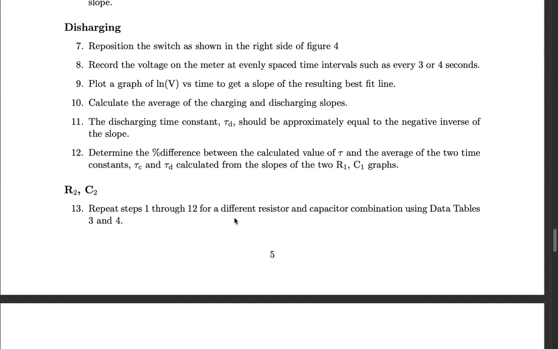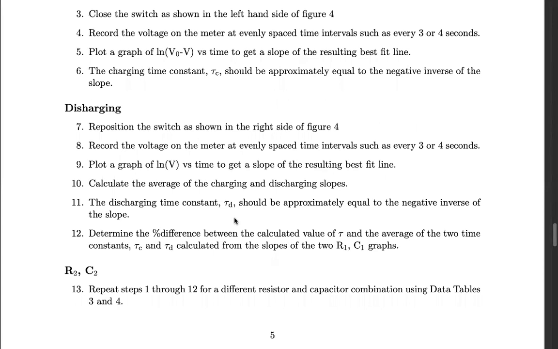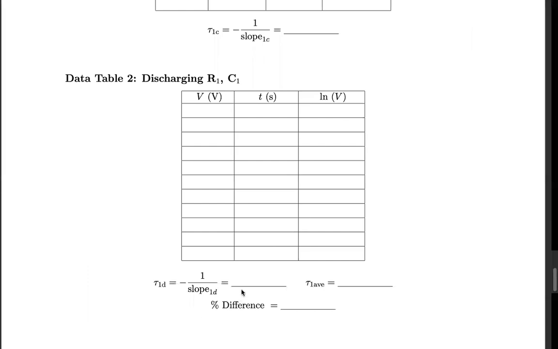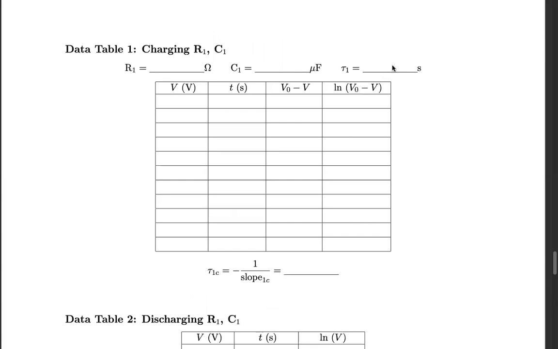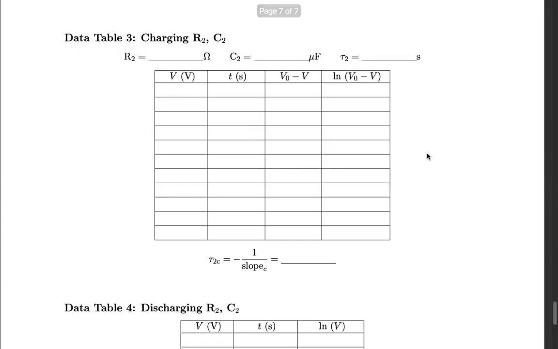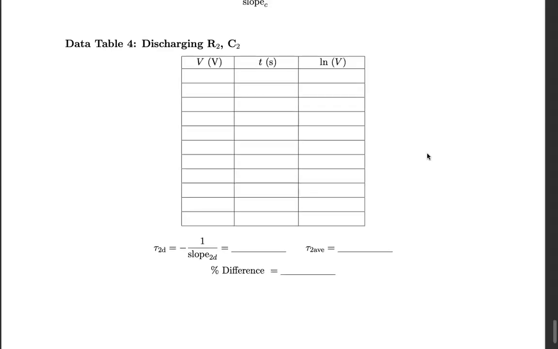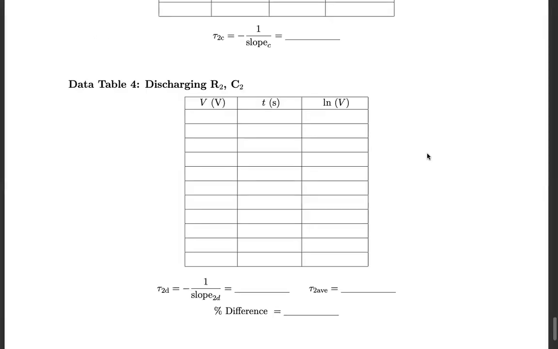And then you pick two different values of resistor and capacitor, and then you repeat steps 1 through 12. And then here are the data tables for the charging of R1 C1 and the discharging of R1 C1. You put the negative inverse of the charge slope here, the negative inverse of the discharge slope here, average them, and then you get the difference between this tau 1 average and your tau 1 that you calculated. And then you do the same for the second set of resistor and capacitor that you chose. And that will end the discussion on this laboratory exercise.